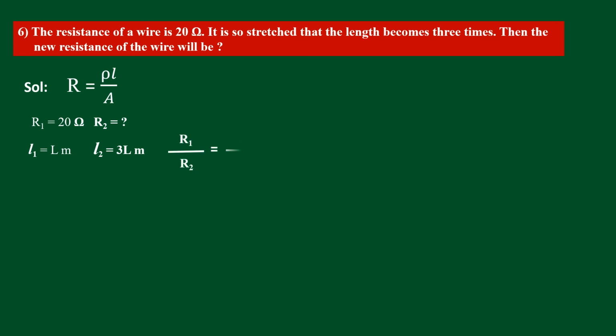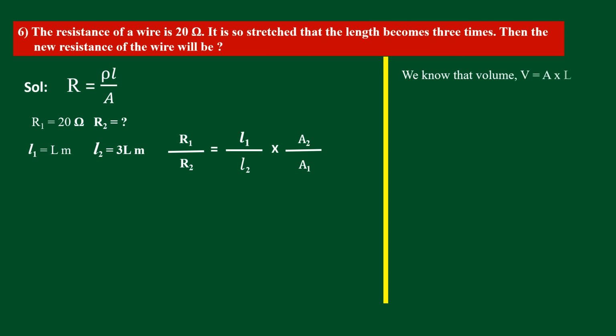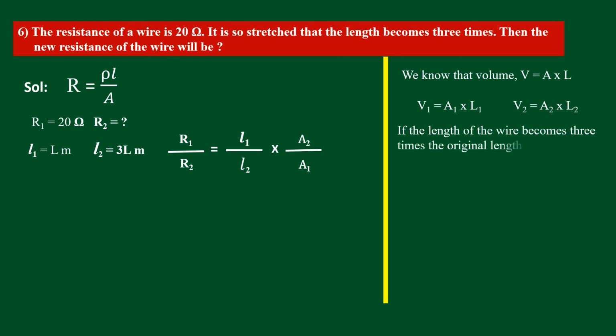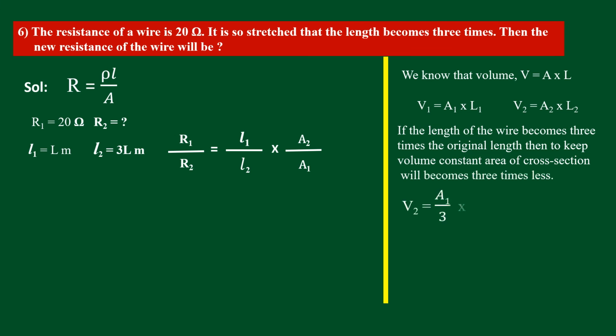We know the relation R1 by R2 is equal to L1 by L2 into A2 by A1. We don't know what is A1 and A2. Let us try to find. We know that volume V is equal to A into L and we can write V1 is equal to A1 into L1 and V2 is equal to A2 into L2. If the length of the wire becomes 3 times the original length, then to keep volume constant, area of cross section will become 3 times less. So this can be written like this.